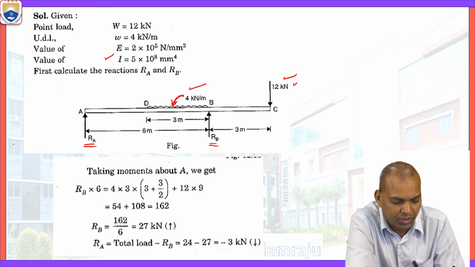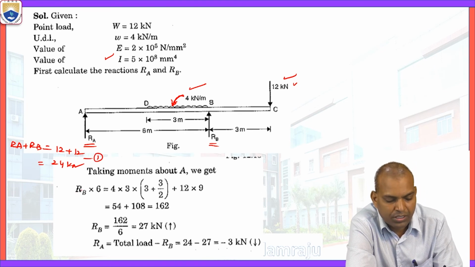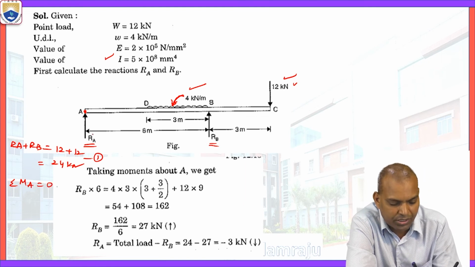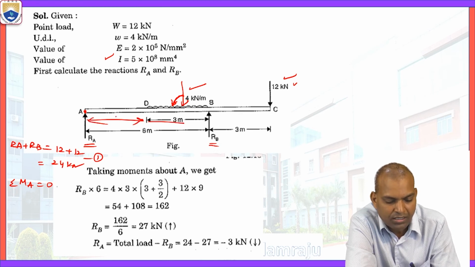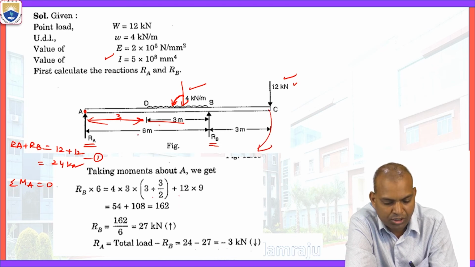The total load: RA plus RB, the upward reactions, equals the total load, 4 into 3, 12 kilonewtons, plus 12, which is 24 kilonewtons. That is equation 1. Next, take moments about A, that is sigma MA equal to 0. RB times 6 equals 4 into 3, the total load 12 acting at the midpoint, that is 1.5 plus 1.5 plus the distance 3 plus 1.5, 4.5, plus 12 into 9, that is 6 plus 3, 9 meters.